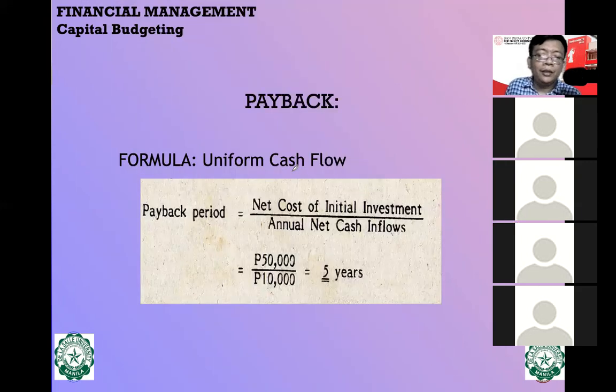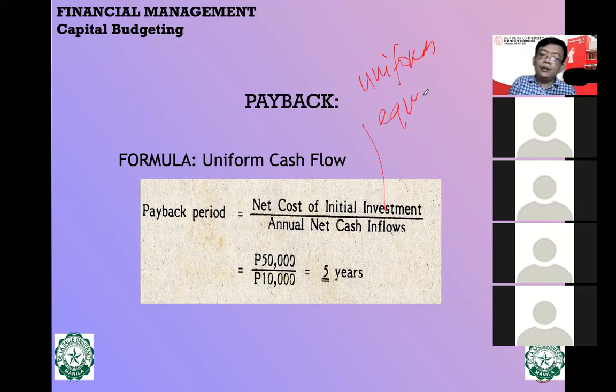So, what is the formula? Ito yung formula natin last time. Cost of investment divided by net cash inflows. Iyan ay walang problema if you have a uniform, meaning you have equal payment. Just divide the outflow.